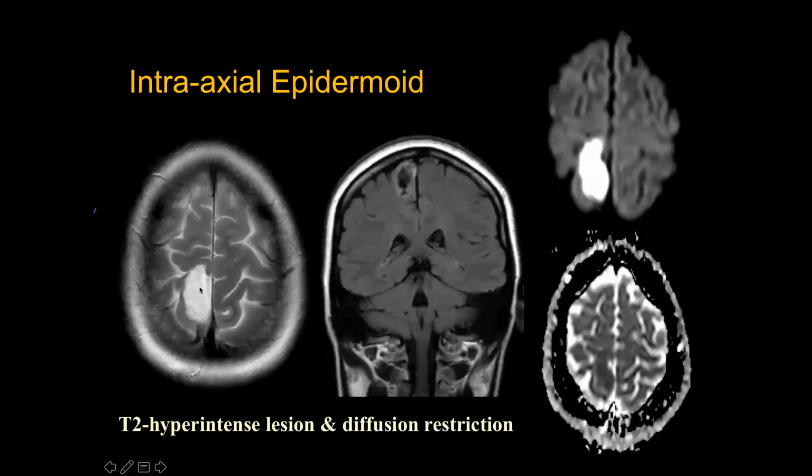If you have a lesion that looks like glioma or DNET, but it enhances and has got diffusion restriction, that's an epidermoid. This is an intra-axial epidermoid, quite rare, but is recognized. So we have about 2 or 3 cases of these intra-axial epidermoids, and the clue is diffusion restriction.